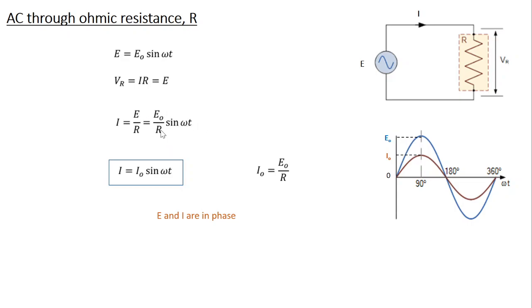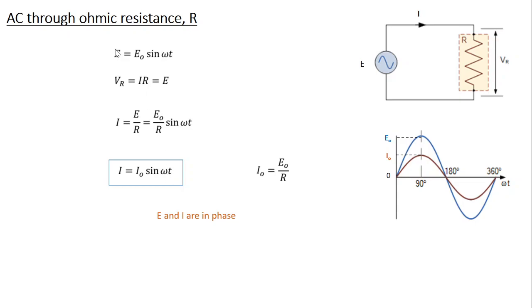Now what is this term E naught by R? E naught is the peak voltage, R is the resistance. Voltage by resistance is current. So peak voltage by resistance is peak current I naught. So you can write I equal to I naught sine omega t.